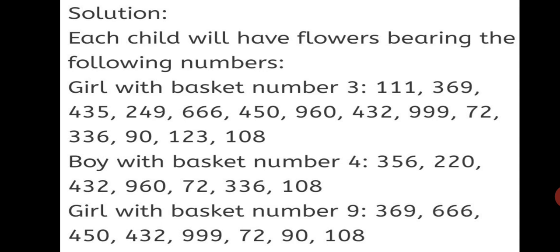Girl with basket number 9 will have 369, 666, 450, 432, 999, 72, 90, 108. All these flowers will be plucked from the tree which bear these numbers by the girl with basket number 9, since these numbers are divisible by 9. So this way we have completed practice set 22.